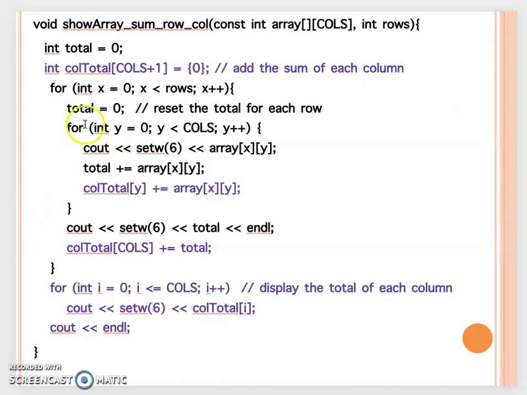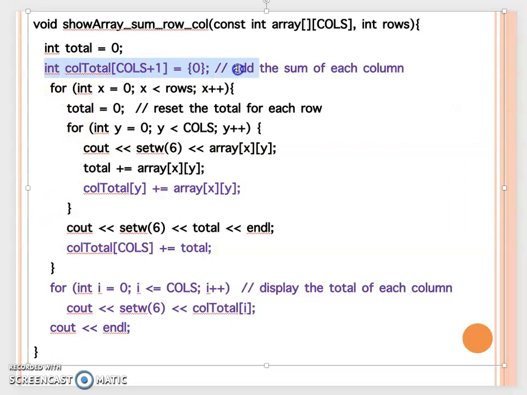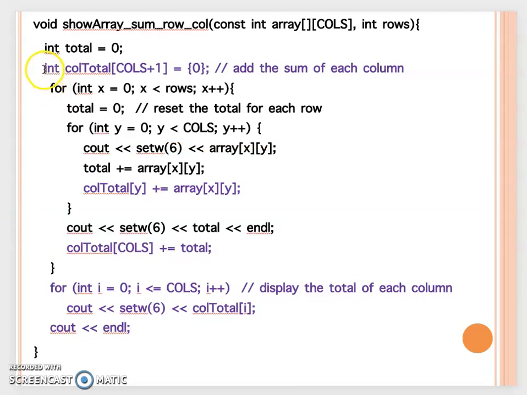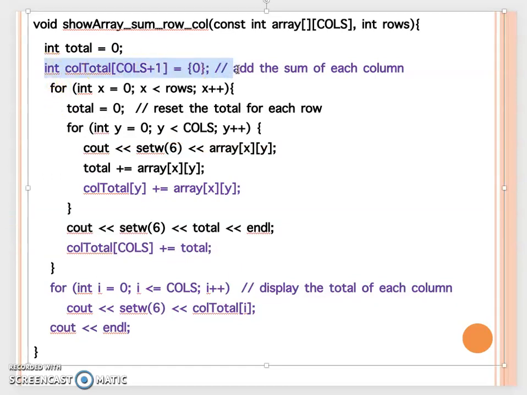So you will see I need to have that, because each time I want to add 1, 5, and 9, they came from different inner loops. So that's why we need to save the column numbers to keep the total here. So then I declare one one-dimensional array, with size column plus 1. I initialize it to 0.